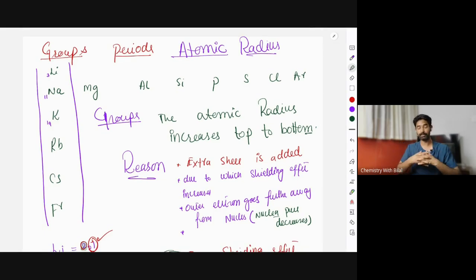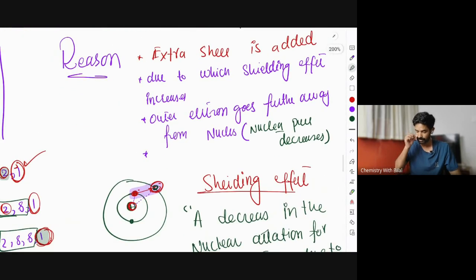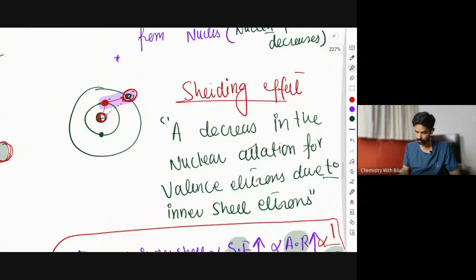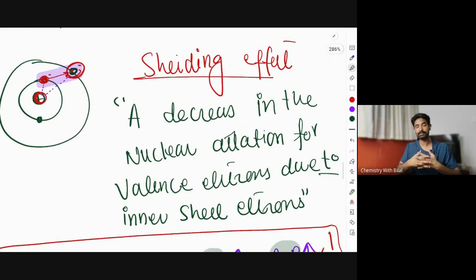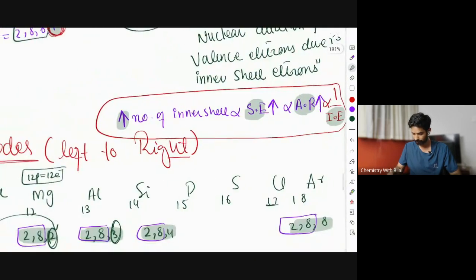The idea of atomic radius is that in the group it increases and in a period it decreases, and the shielding effect plays a major role in the decrease or increase in the atomic radius. In the groups, as you go down, an extra shell is added. So because of that, the shielding effect increases and the outer shell goes more away. So net nuclear attraction decreases. We can say that the atomic radius increases. What is shielding effect? It is a decrease in the nuclear attraction because of the inner shell electrons, and the outer shell goes away. This is a very important relation between everything in this atomic radius topic.